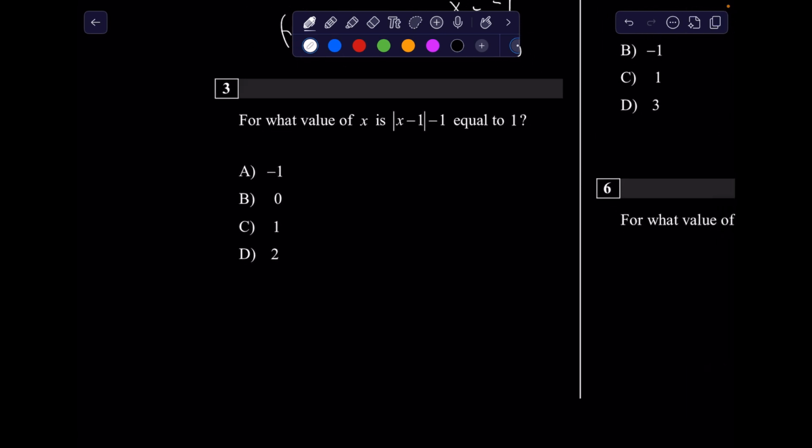For what value of x is the absolute value of x minus 1 equal to 1? So here basically what I would just do is plug and chug. So for what value of x is the absolute value of x minus 1 equal to 1? So -1 minus 1 equals -2, and the absolute value of that is 2, minus 1 equals 1, and we got lucky. First answer choice is correct.